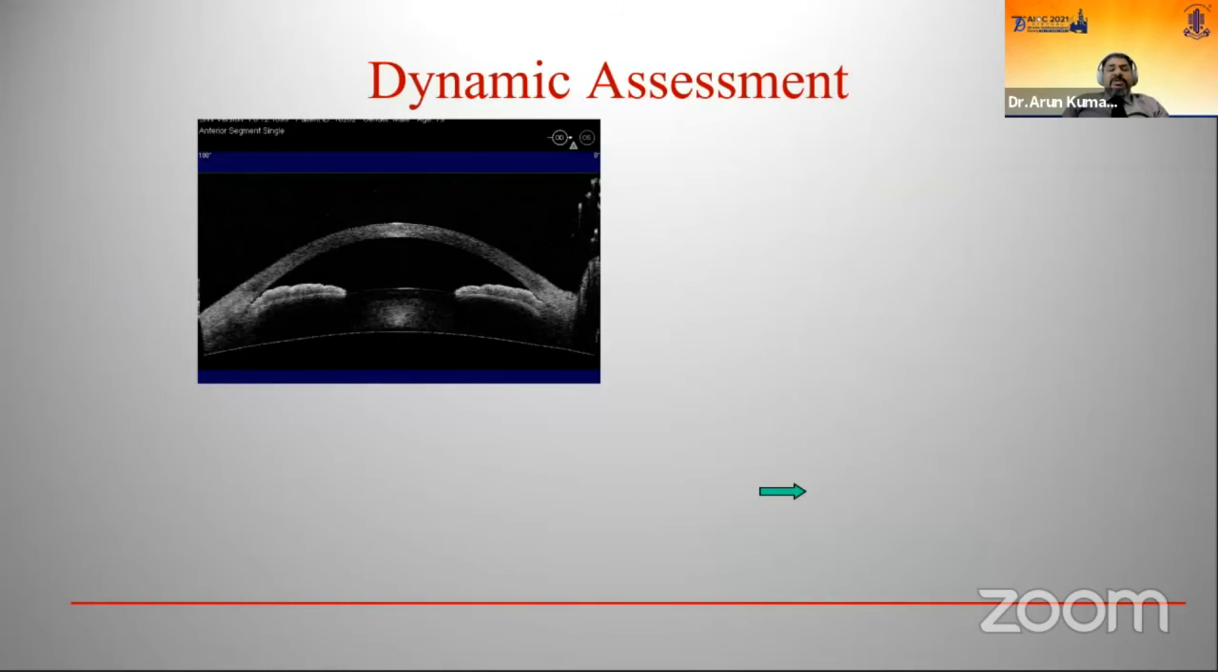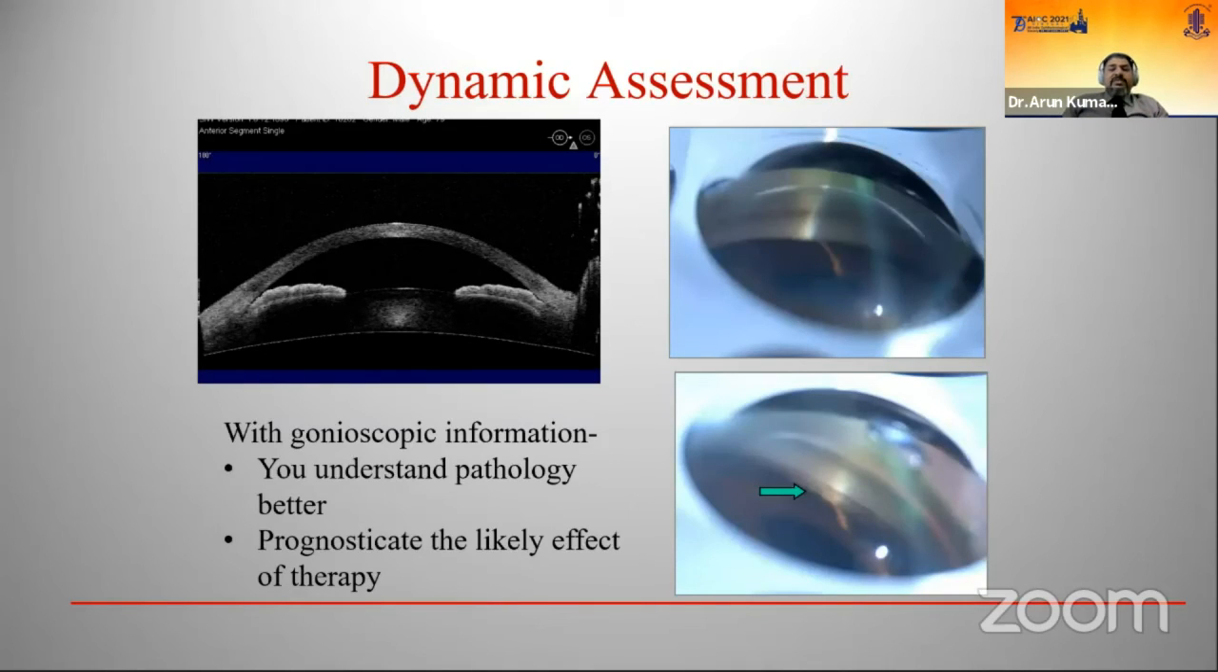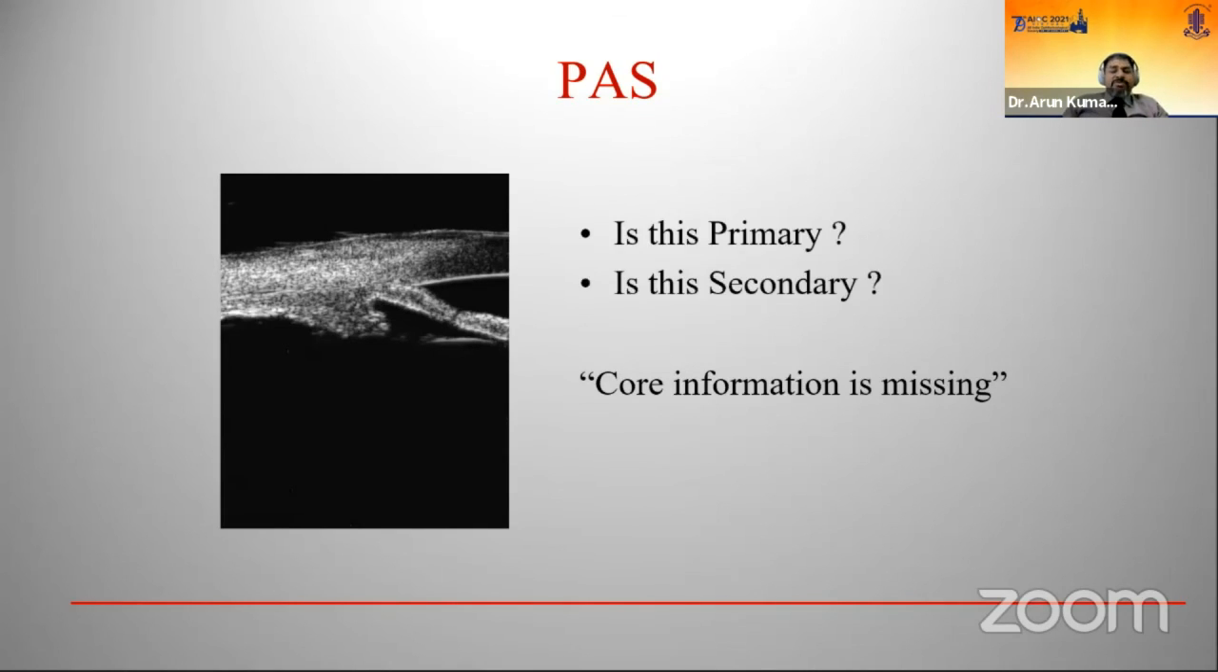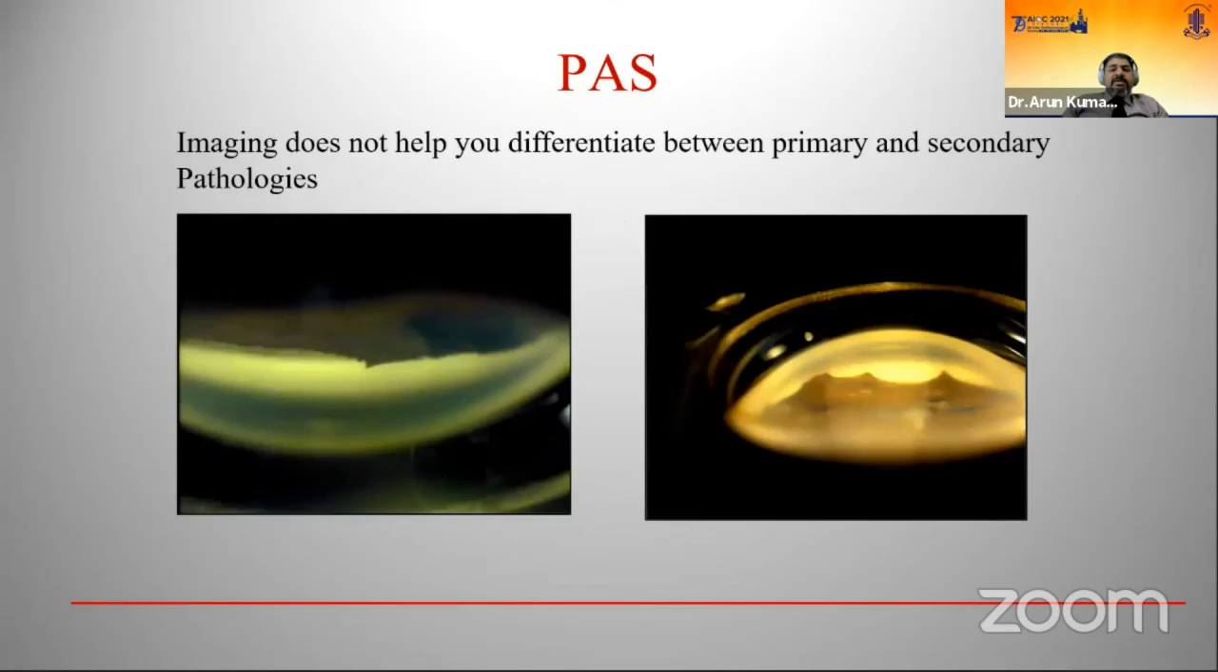One other limitation of the imaging technology is the inability to do a dynamic assessment. In gonioscopy, you get clues that help you understand pathology better and also help you prognosticate the likely effect of therapy. Now, on an AIOC, this is just a peripheral anterior synechia, whereas the core information is missing from this. Is this primary or is this secondary? But gonioscopy can tell you this.